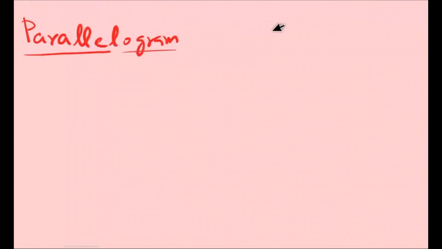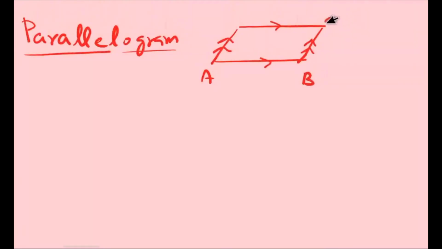In geometry, you know the figure: if these two lines are parallel and these lines are also parallel, then this one is a parallelogram. In a parallelogram, the opposite sides are equal. This side is equal to this one, and this side is equal to this one.